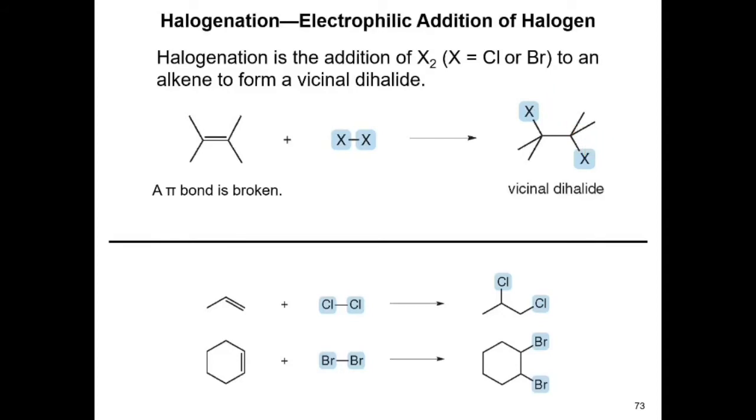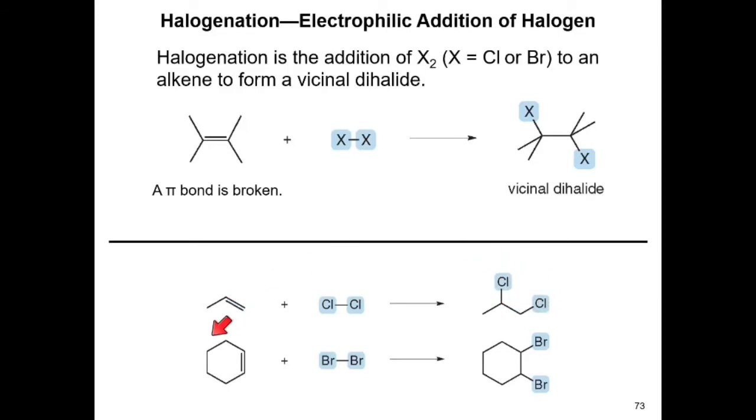So down here we have two examples of halogenation reaction. The first one is a reaction between propene and chlorine gas. And so the pi bond between the two carbon atoms is broken. The sigma bond between the two chlorine atoms is also broken. And then two sigma bonds are formed between the carbon atoms and the chlorine atoms. So what we get here is a dichloride.